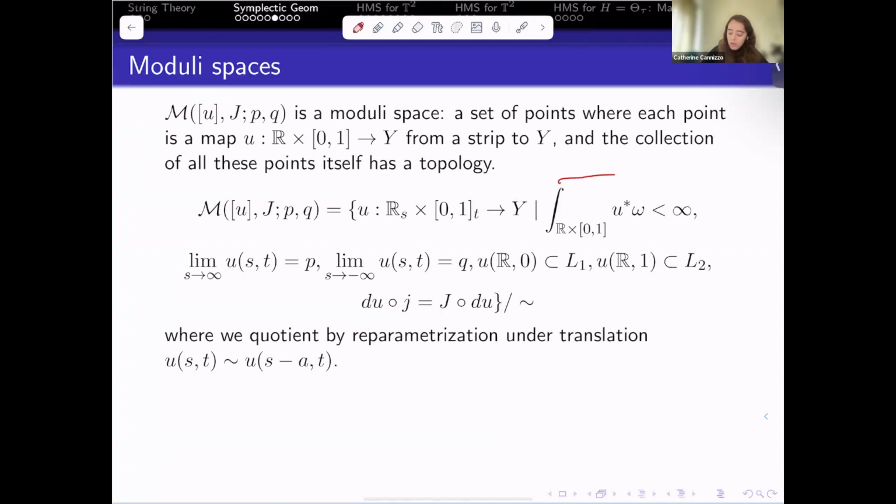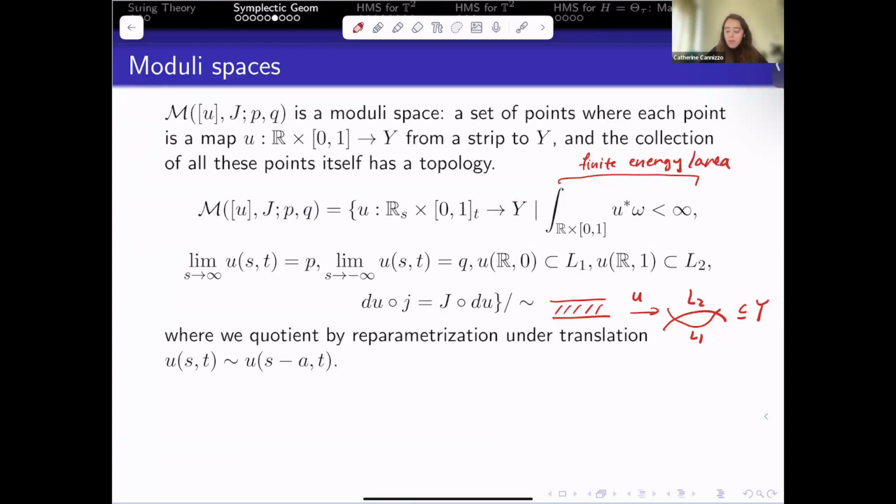So this one here, this is saying that the area, so this is typically the picture drawn. We have this map U, this is Lagrangian 1, this is Lagrangian 2, this is sitting inside of the symplectic manifold Y. And this condition here is saying that this U has finite energy or finite area. The energy is equal to the area whenever this condition is satisfied.